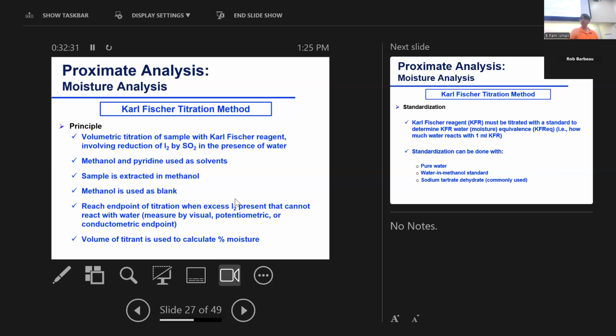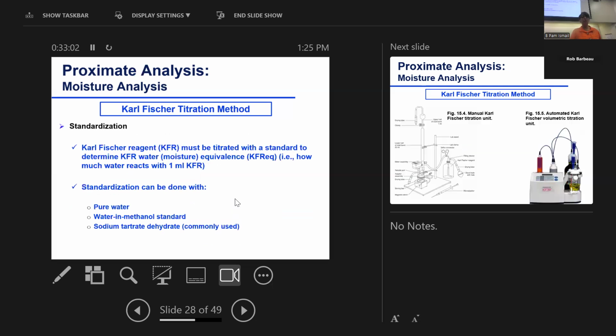So methanol is the solvent that you used in the lab. We extracted with methanol, so the sample was extracted with methanol for you ahead of the lab. So the water moves into the methanol layer. And we use methanol as a blank to correct for any moisture content in methanol. And then we titrate, and you measure the volume of the titrant, and you use that to calculate moisture. So all of you did that in the lab.